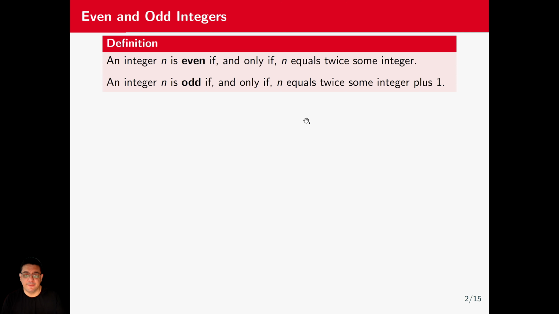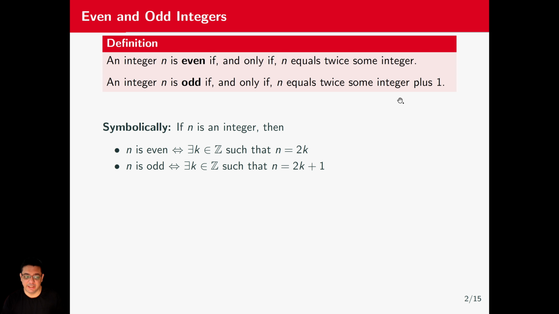For example, if you define an even integer, we can say an integer n is even if and only if n equals twice some other integer. Similarly, an integer is odd if and only if n equals twice some integer plus 1. Symbolically, n is even if and only if there exists k that belongs to the integers such that n equals 2k, and n is odd if there exists k that belongs to the integers such that n equals 2k plus 1.